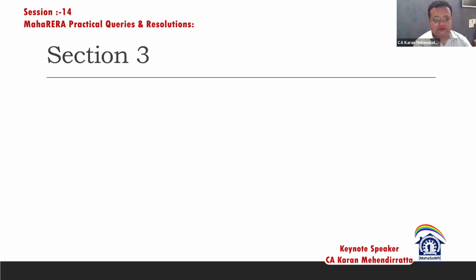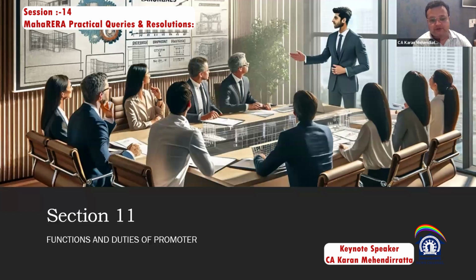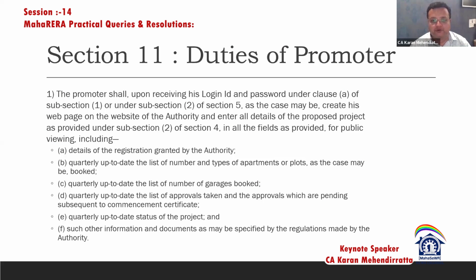So I'll first start with Section 11, that is functions and duties of the promoter. This section covers very well what is going to happen once the project is registered. What I want you to understand is that subsection 1 of this section says that the promoter has to fulfill all the details like the quarterly up-to-date list of the number of apartments, the quarterly up-to-date list of the number of garages, the quarterly up-to-date list of approvals if he is taking any, and the quarterly updated status of the project. So what subsection 1 is trying to say is that the promoter has to complete all the quarterly progress reports of the project.